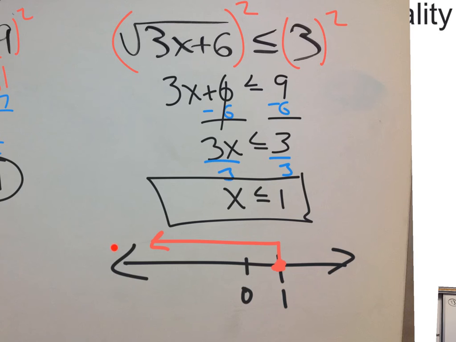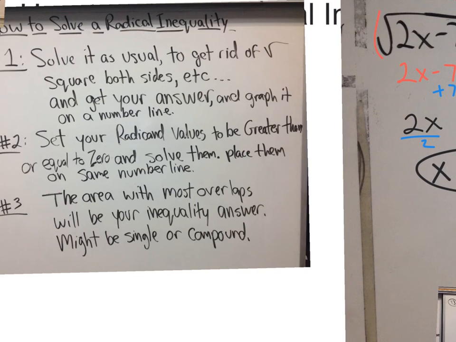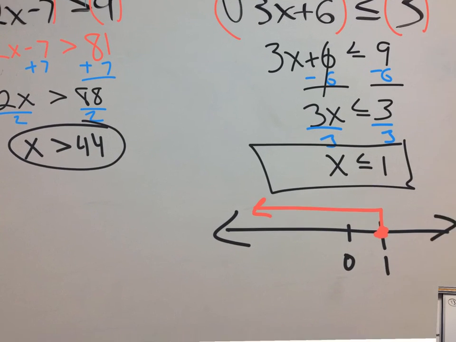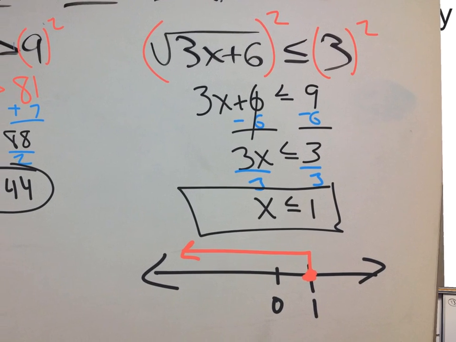However, we know that it can't be a negative 20 or negative 50, because if you plug in negative 50 right here, you get 3 times negative 50. That's a huge negative number, and the square root of a negative number messes it up. So what we need to do is go to step 2, which is, again, on our notes. Step 2 is to set your radicand value to be greater than or equal to 0, and then solve it and also graph it. So let's take our radicand value.